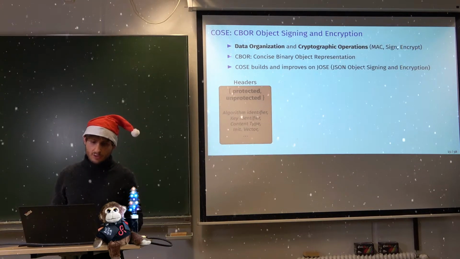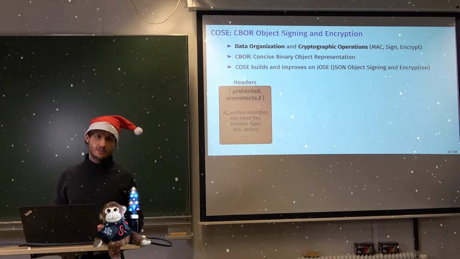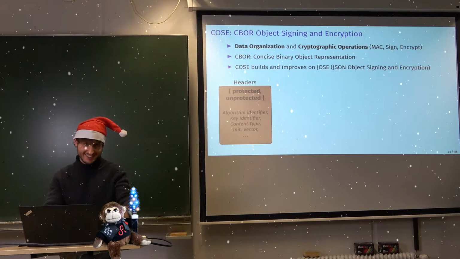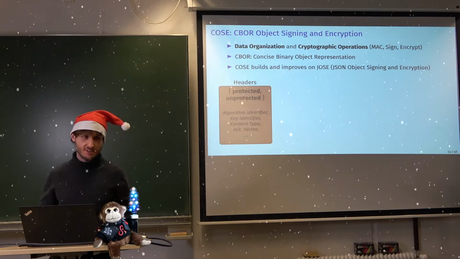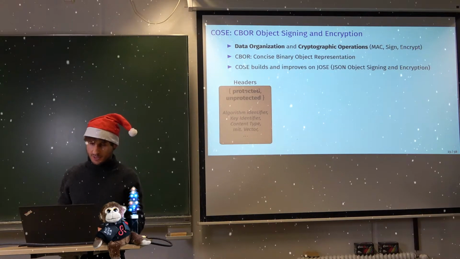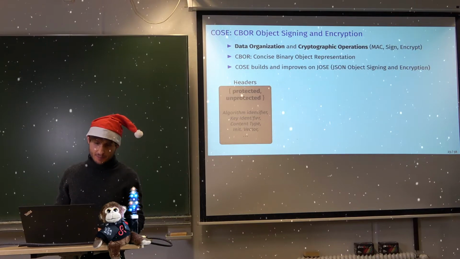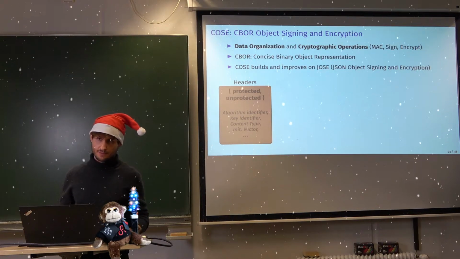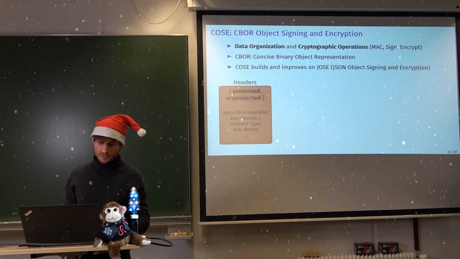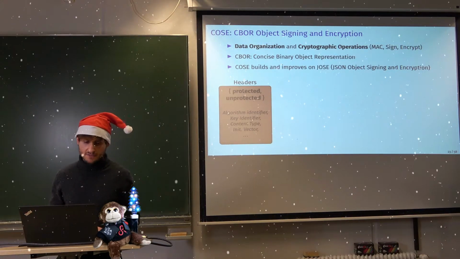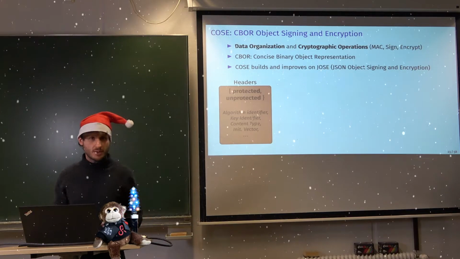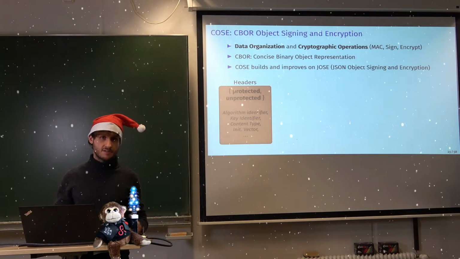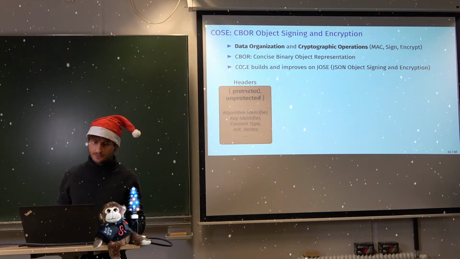COSE is using CBOR, which is the JSON equivalent for the IoT, and COSE builds and improves on JOSE, or at least, I mean, it's probably pronounced Josie. I'm not really sure how to pronounce it. But COSE first defines a header format. You have parameters like algorithm identifiers, key identifiers, the content format of the payload, or initialization vectors, and other stuff that are used for the cryptographic operations.